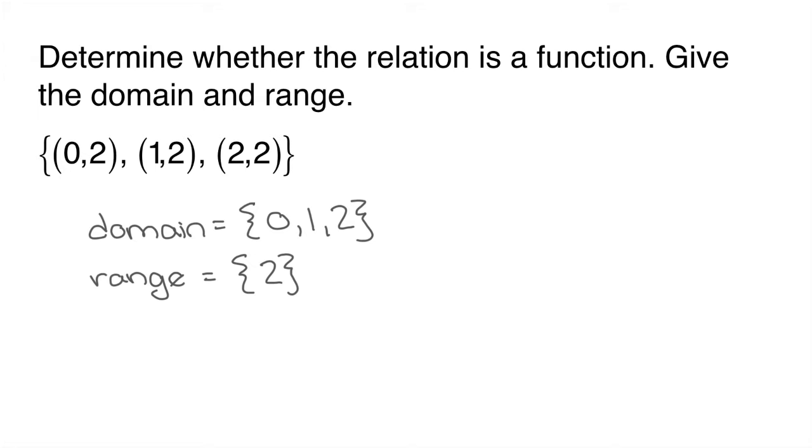In our relation, 0 corresponds to 2. It does not correspond to any other elements of our range. It can't because we only have one element of our range. 1 also only corresponds to one element of our range, 2. And 2 only corresponds to 2. So each element of the domain only corresponds to a single element of the range, and therefore this relation is a function.